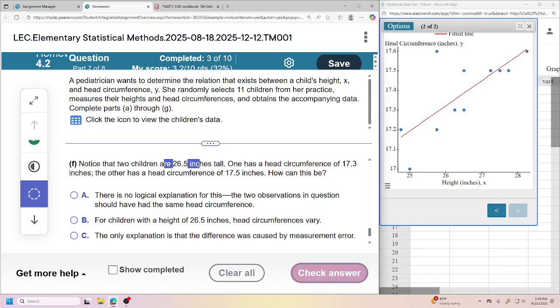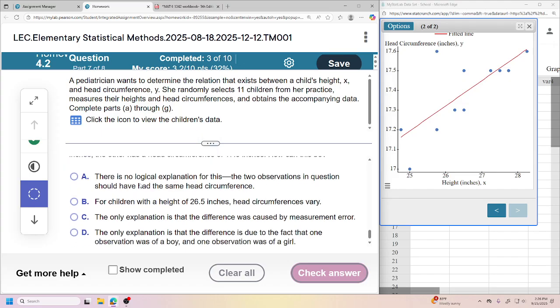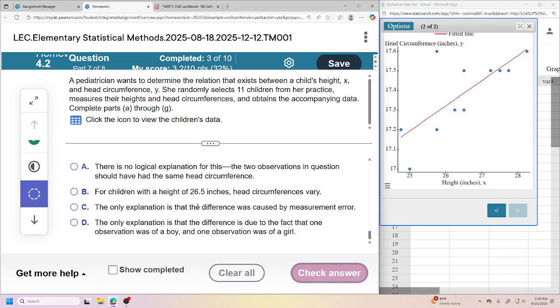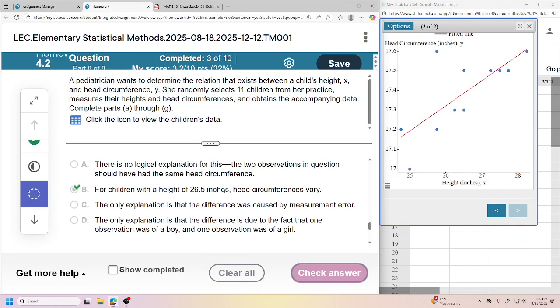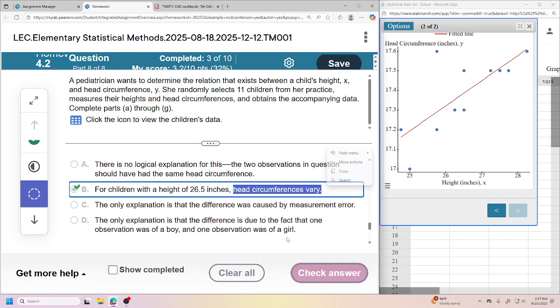See, they're both 26.5. They got to be the same. If they're the same height, they got to be the same head. Don't they? No. Children are different sizes. All right, tell me which one is that then. There's no logical explanation for this. You like B? Heads vary. No, it's not. It's just weird.